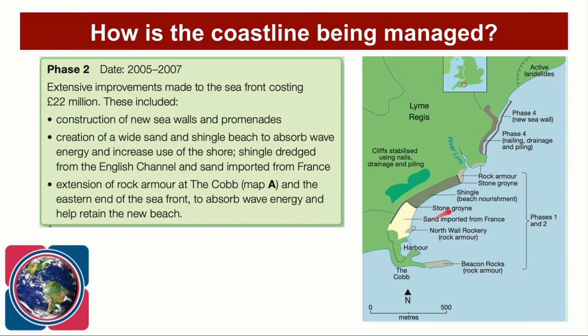Our second phase then goes from 2005 to 2007, okay? And you see here extensive improvements made to the seafront costing 22 million. So none of this is cheap, it's all very expensive. Again, we've got brand new sea walls being built, brand new promenades for people to walk in, and you've got a wide sand and shingle beach, which is beginning to develop. And you saw that big beach, okay, which is also great for tourism. It's not just a case of it being good for coastal protection. It encourages tourists to be able to visit the area.